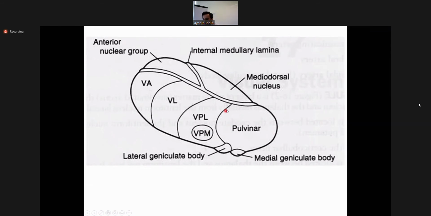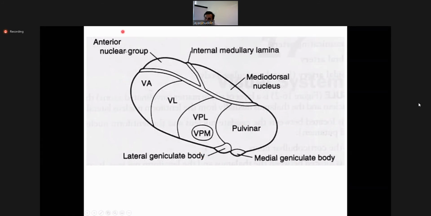In addition, the posterior part of the thalamus, which is overhanging, is called the pulvinar. And along the pulvinar, on the medial side, you would find the medial geniculate body, and on the lateral side, you would find the lateral geniculate body. So these are the main nuclei or nuclear groups or gray matter groups which you are going to find in the thalamus. So first, what you need to understand is that the thalamus is egg-shaped.